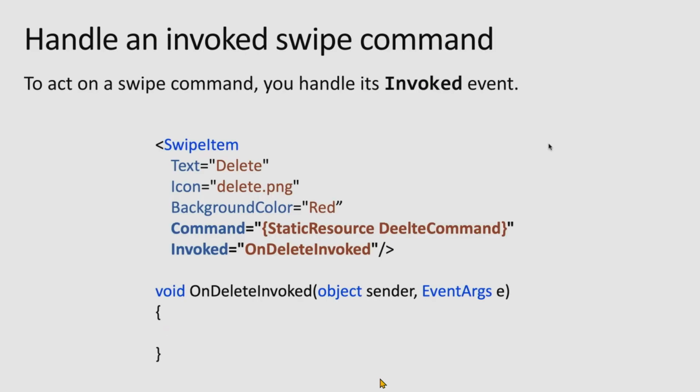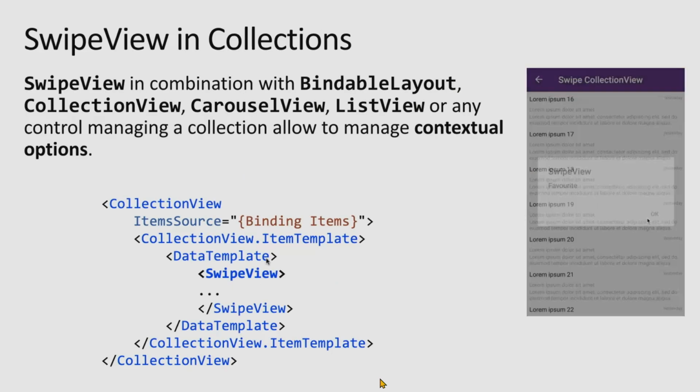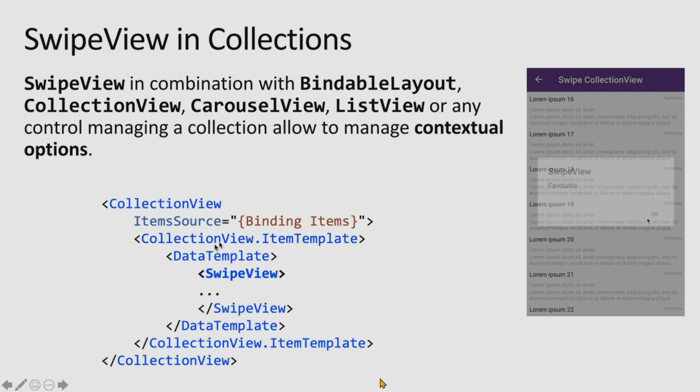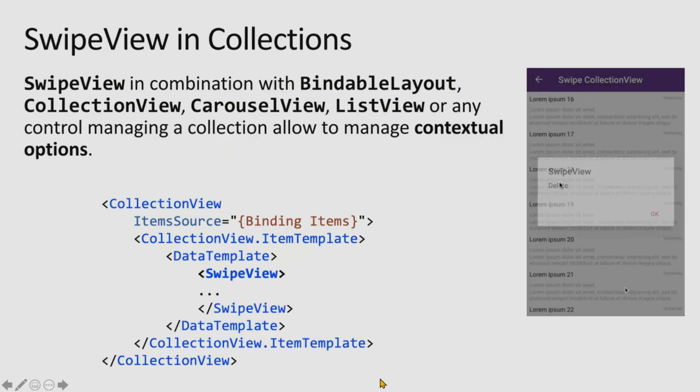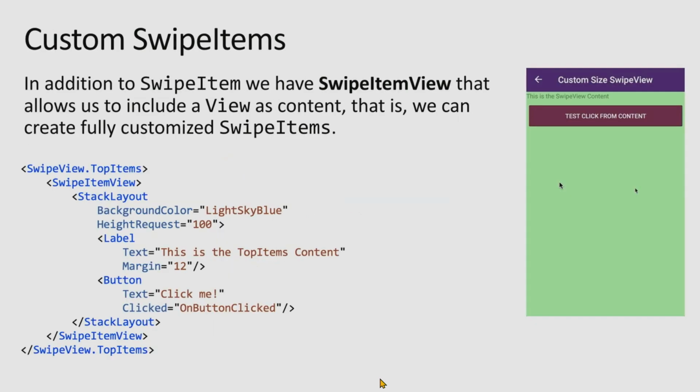To execute and invoke any action, it's easy. It's using commands or, in this case, the invoked method. And to use it in a collection is very similar to the use of RefreshView. We are using it inside, for example, the data template or item template from a collection view, to allow having contextual options in every item from the collection.